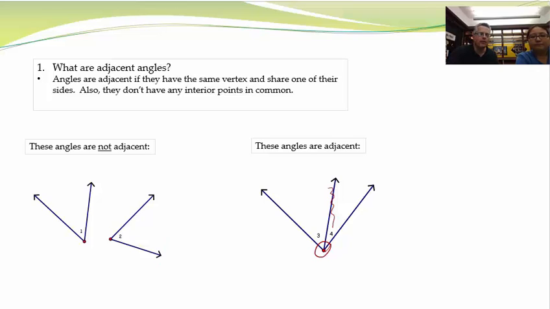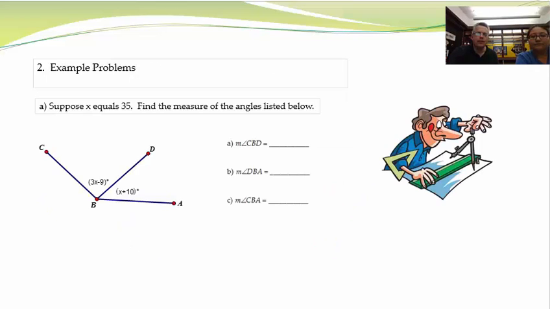Okay, so let's see our first example here. In this problem, we're given this diagram here, and given that x equals 35, we have to find some angles. The first angle they ask for is CBD. If you remember, you can trace this out with your finger, and you trace out this angle right here. To figure out what that angle is, we just have to put 35 in for x. We have to do 3 times 35 minus 9, and that would be 96. So this one's 96 degrees.